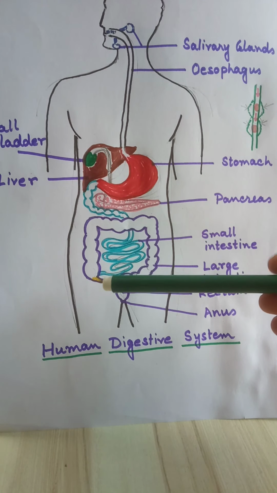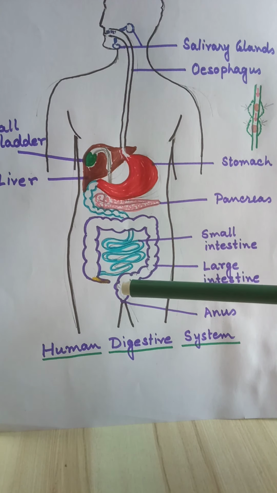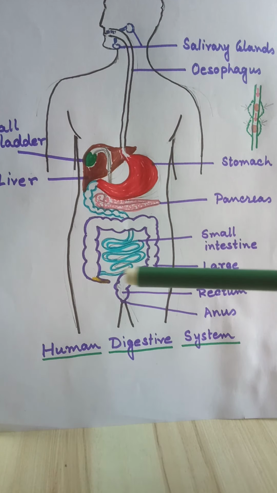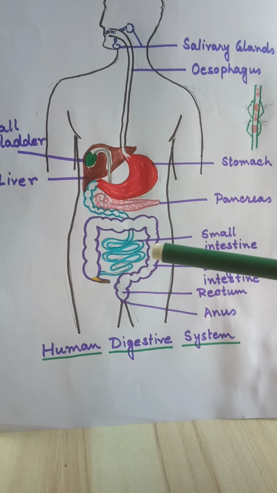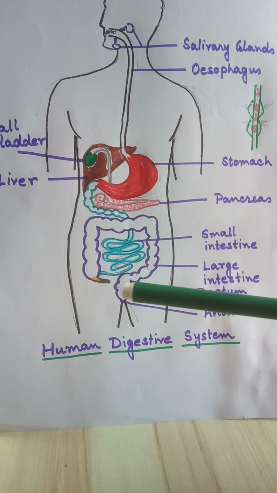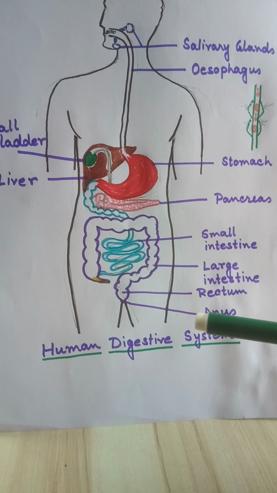The food which remains undigested and unabsorbed enters into the large intestine. It is wider and shorter than the small intestine. It is 1.5 meters in length. The walls of the large intestine absorb the water and salt, and the remaining part goes to the rectum where it remains as semi-solid feces, and from time to time it is given out of the body through the opening called the anus. This is called egestion. So today what we have learned is the human digestive system and how it works.